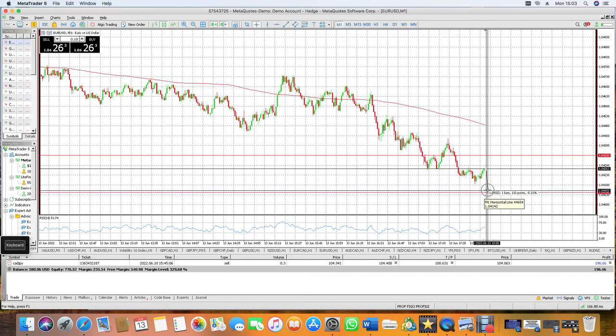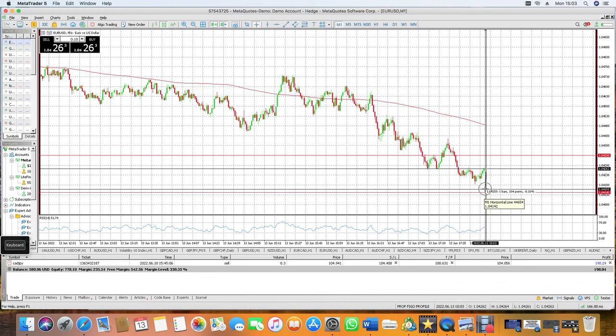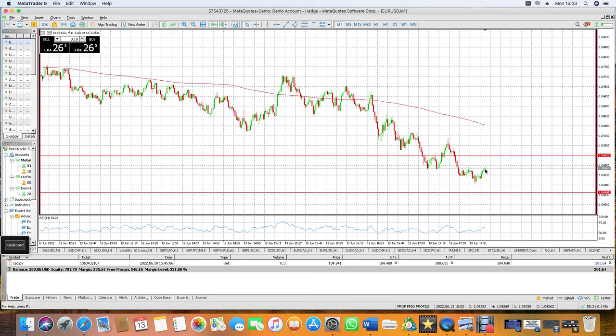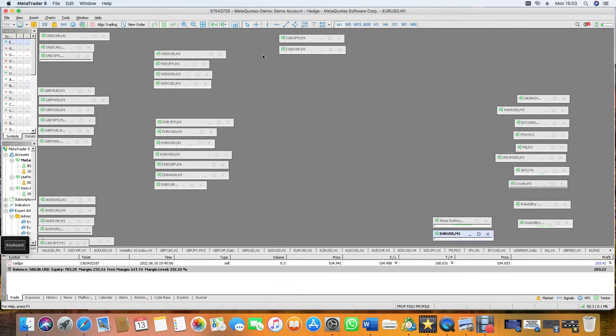So if you are using these two to calculate, then you can calculate your 100 points is 10 pips. So from the current price down is minus, and from the current price up is plus, then you can get your pips. For all the pairs that have the Japanese yen, the calculation is different.